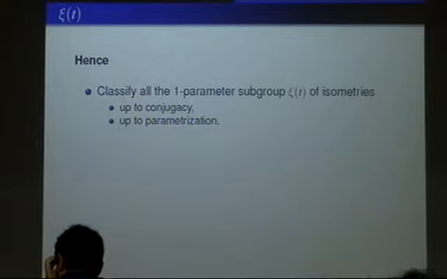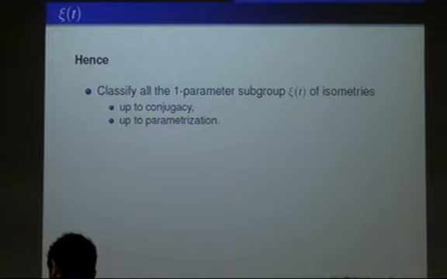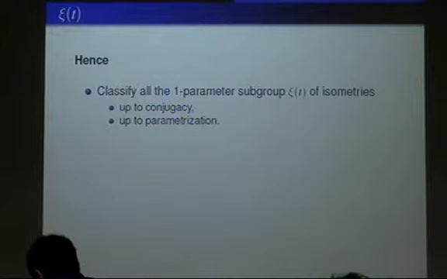Hence, I will use psi t because it looks very strange, but I will use this one instead of g or h or something like that. So I have to classify all the one-parameter subgroups of isometries up to conjugacy and up to parameterization.